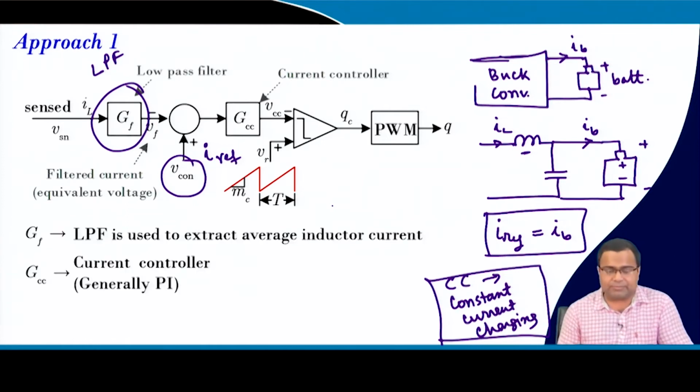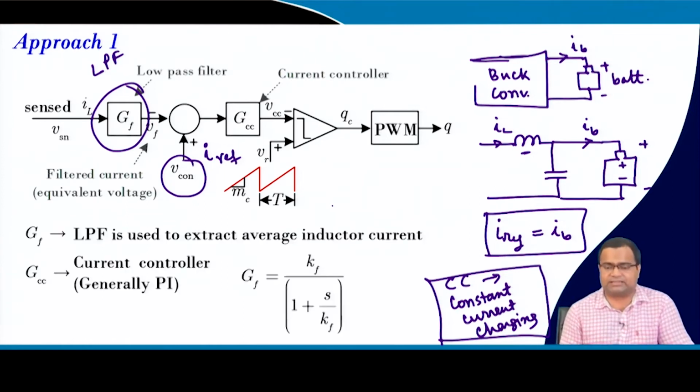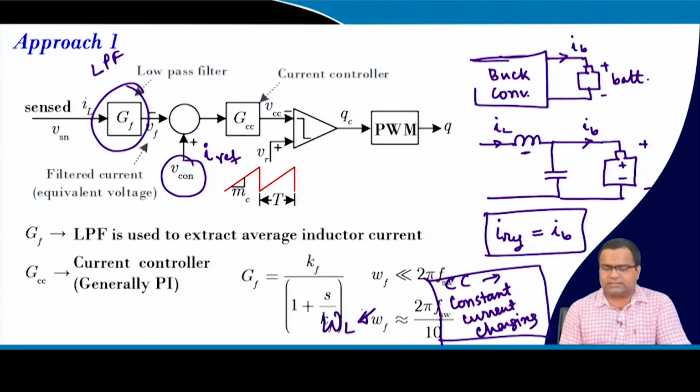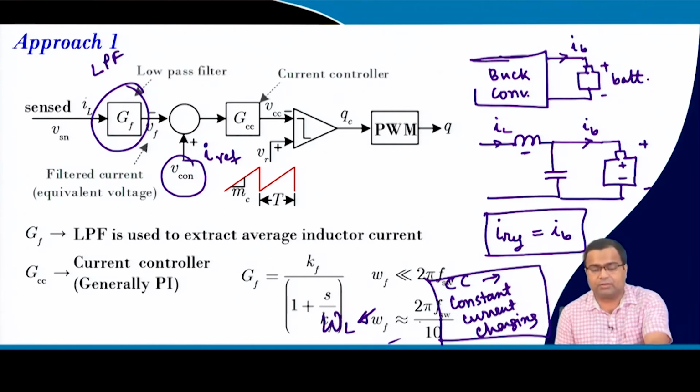So, a low pass filter can be used to extract this in a battery charger, and we have to decide. This should be omega L. We have to decide what my bandwidth, the cutoff frequency of the low pass filter, should be. This is generally set at 1/10 of the switching frequency, but if you want to extract the current more precisely, then we need to go lower. So, this is your low pass filter bandwidth.